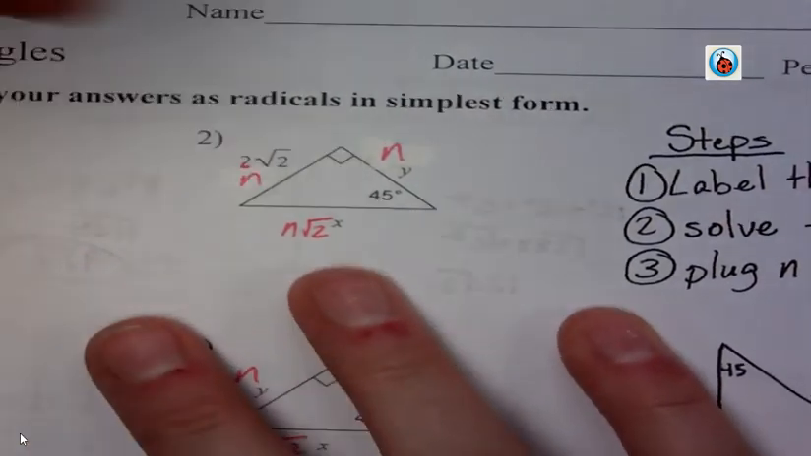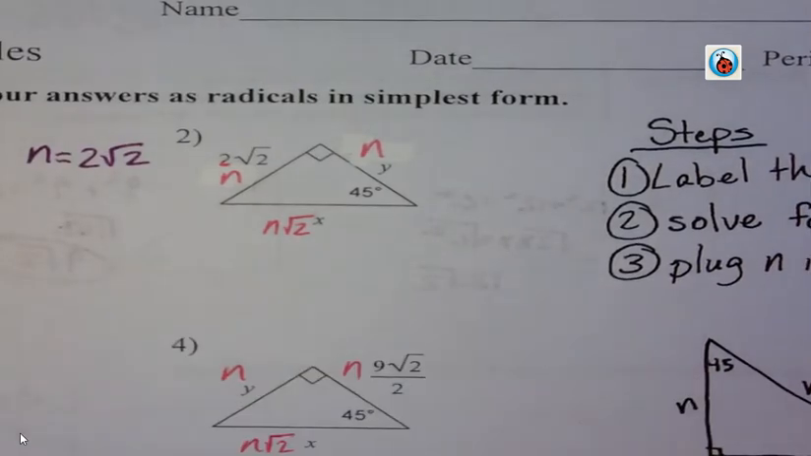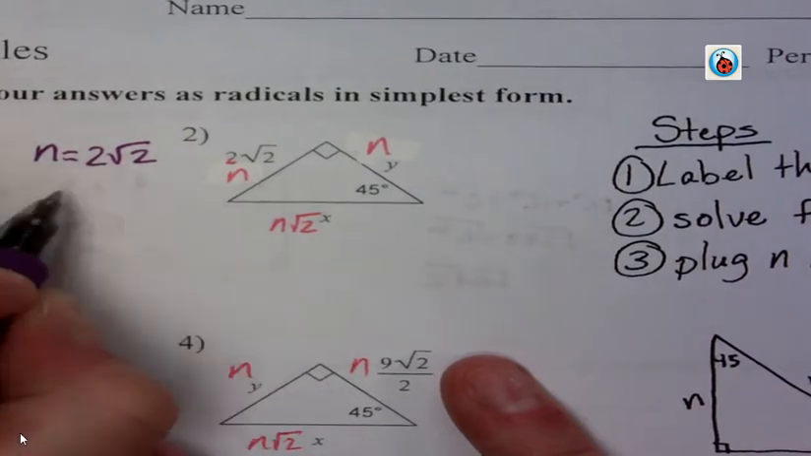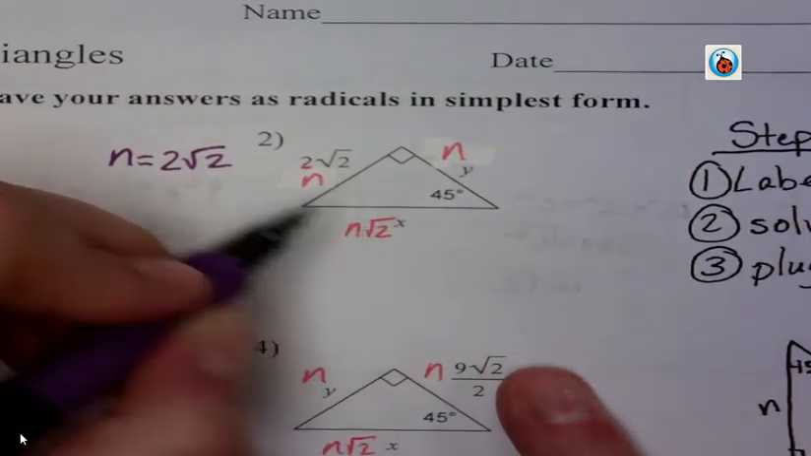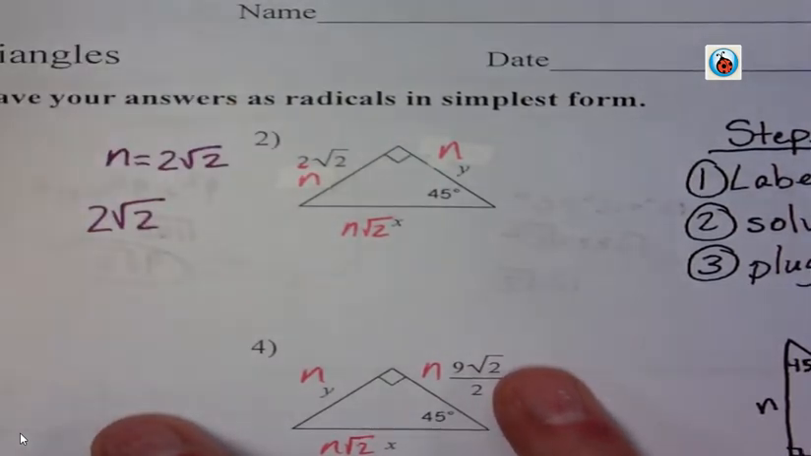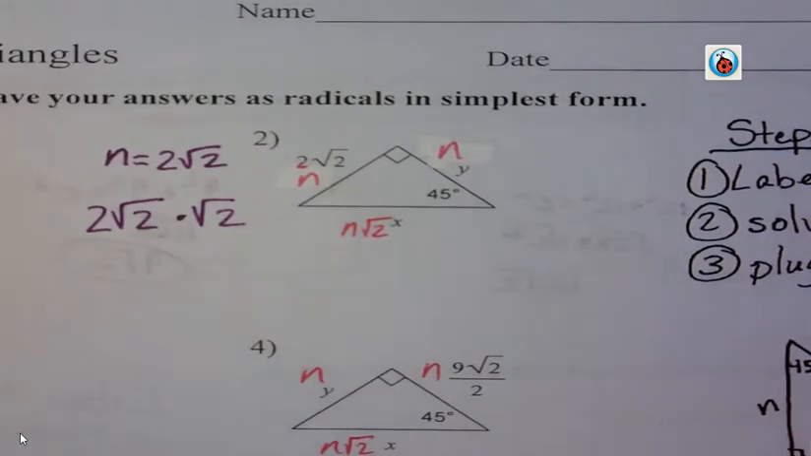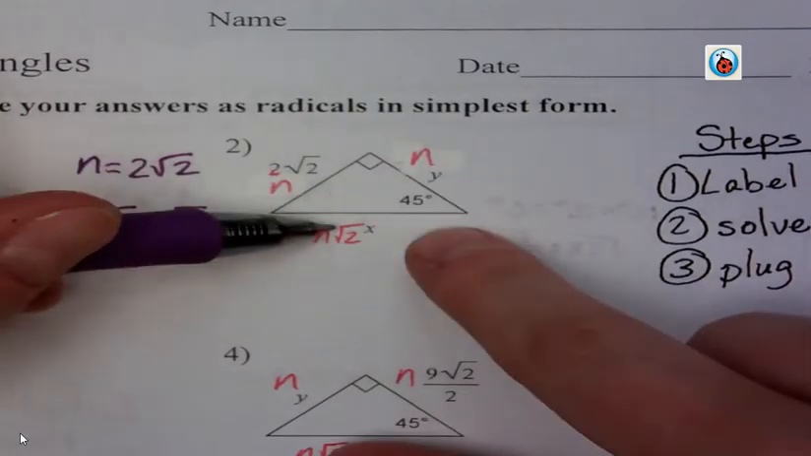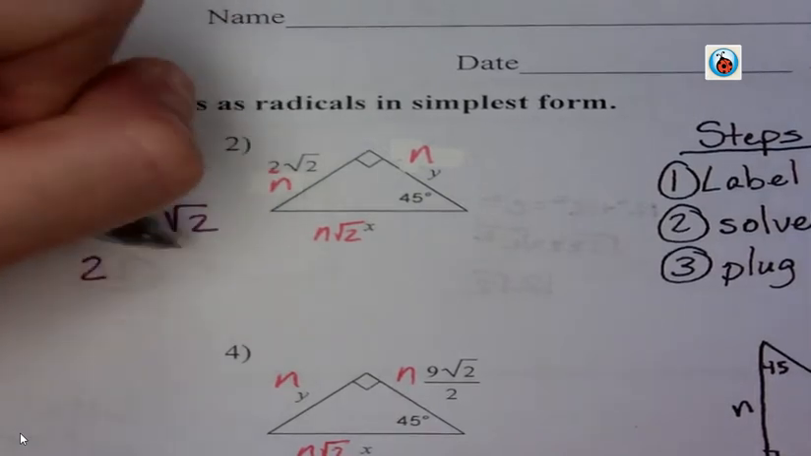Okay, same idea here. You want to solve for n. Well, we know that n is already 2 root 2. Okay, perfect. And then we want to take that 2 root 2 and we want to multiply it by the square root of 2. Because this is what n equals. So we want to take 2 root 2 and we want to multiply it by the square root of 2. So you can already see why we're doing this. Our n by itself is 2 root 2. To make it the hypotenuse, you have to multiply whatever that is by the square root of 2.